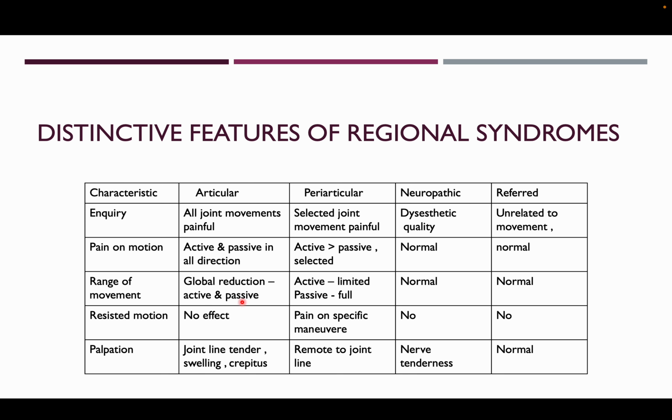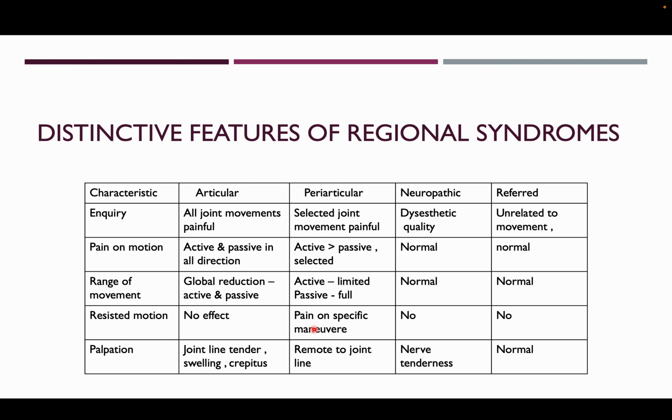And range of movement is generally globally reduced. Active is limited. Passive is generally fully possible, because the joint space is not involved per se. Passively you can do it because you are relaxing, you are not involving the tendon. Active movement is limited. So generally pain is there in a specific maneuver, in the case of a golfer, when he is playing golf, the pain is there. When he is doing other movements, there is no proper pain. So the pain is triggered by a specific movement in the body.